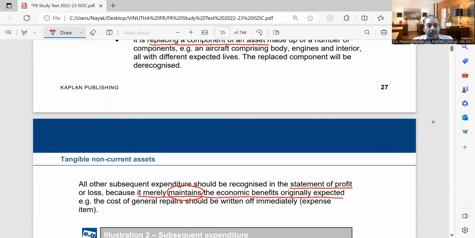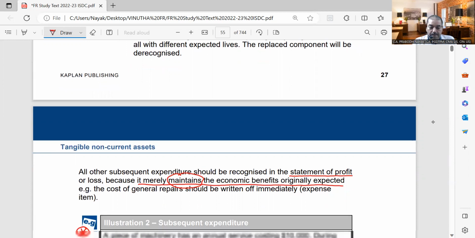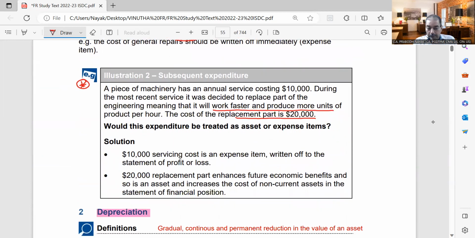Okay, up till here it is clear. A piece of machinery has an annual servicing cost of $10,000. During the most recent service, it was decided to replace part of the engine, meaning that it is going to work faster and produce more units of product per hour, and the cost of this replacement is 20,000.